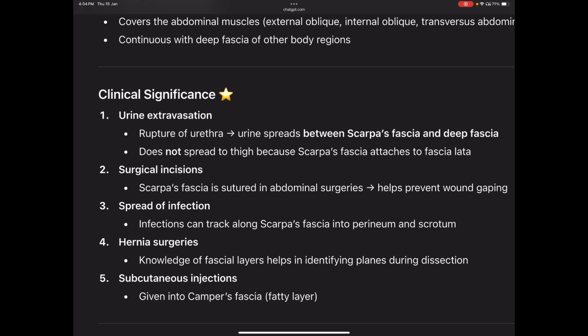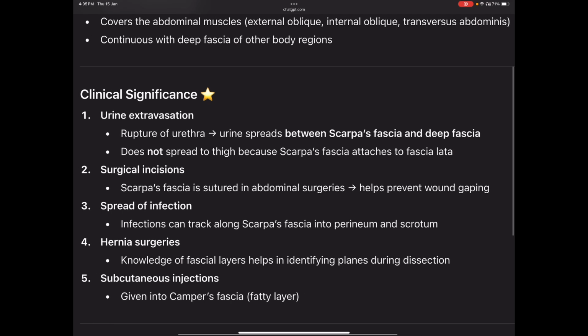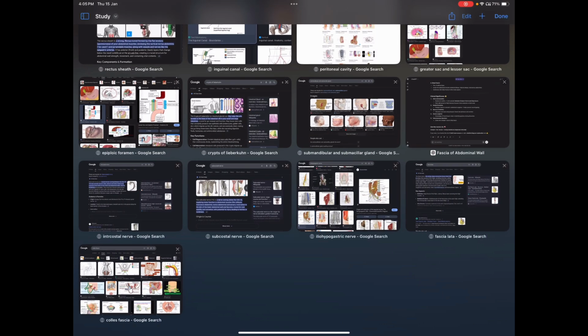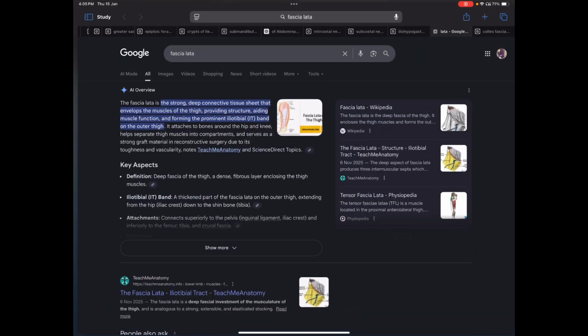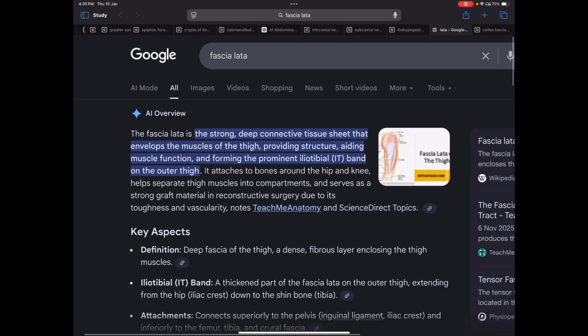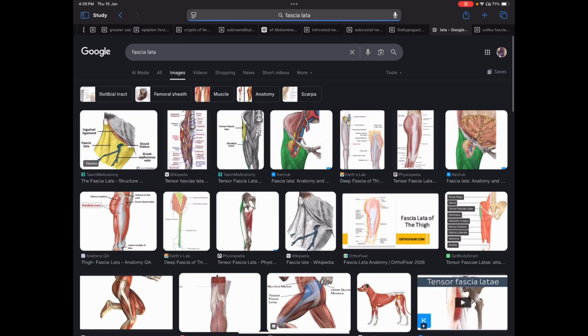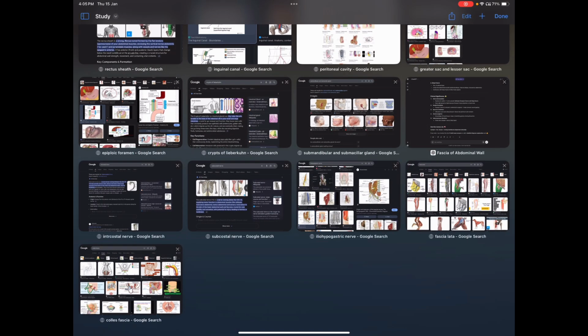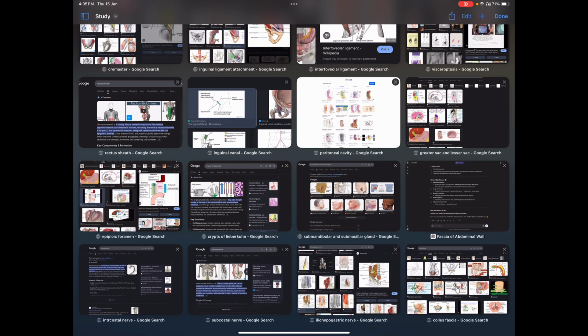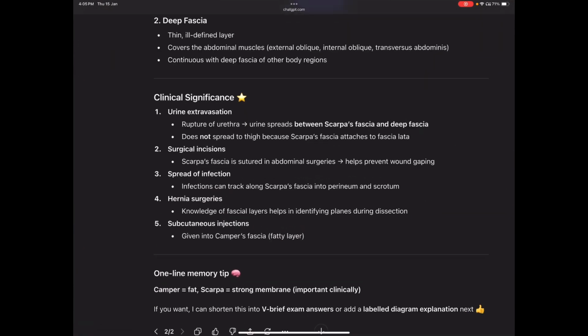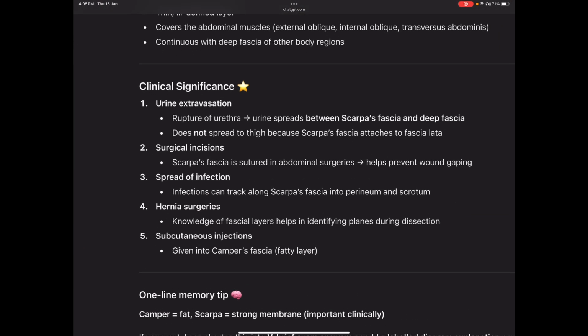In rupture of the urethra, urine spreads between Scarpa's fascia and the deep fascia. It does not spread to the thigh because Scarpa's fascia attaches to the fascia lata. So fascia lata is this fascia of the thigh. So it ensures that it doesn't spread to the thigh region or to the lower limb, right? So where does the urine remain? It remains between Scarpa's fascia and the deep fascia. This is in cases of urethral rupture, right?